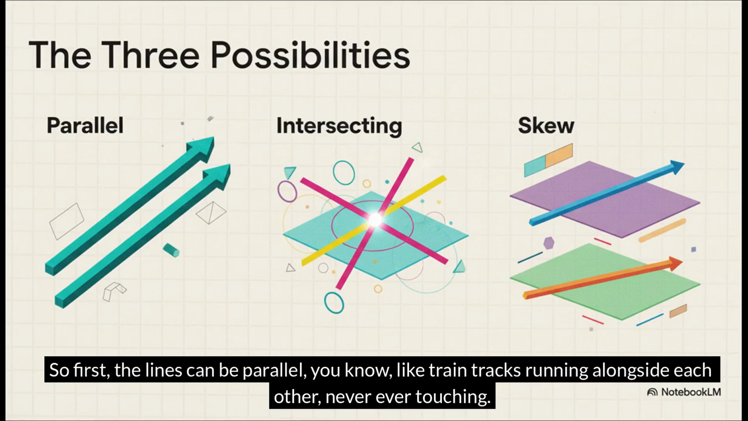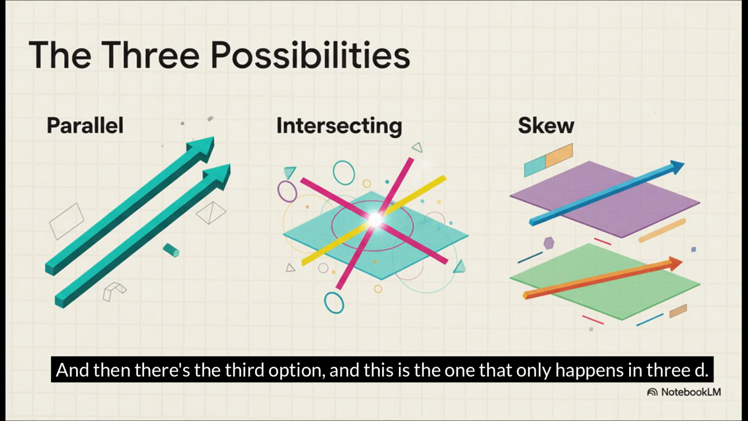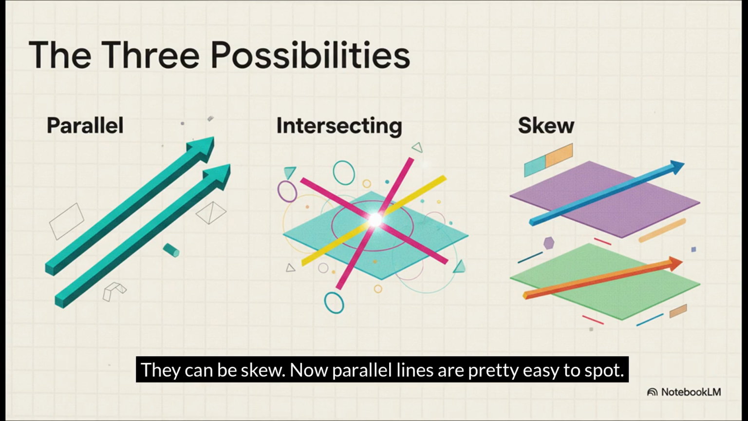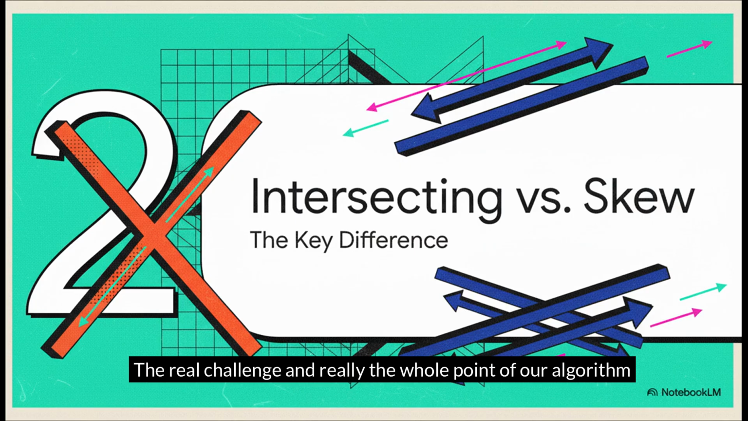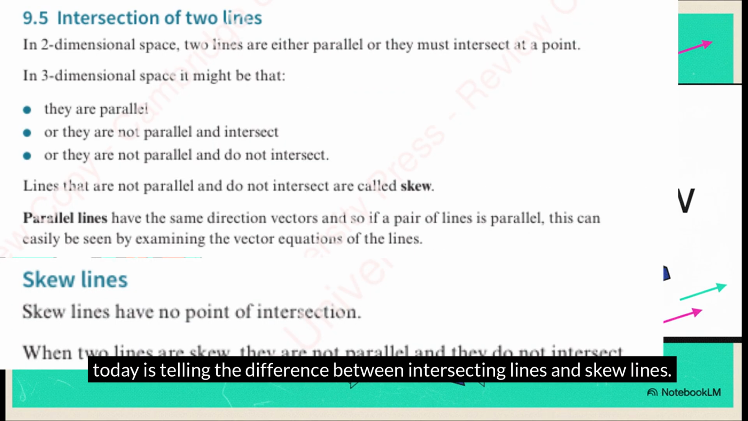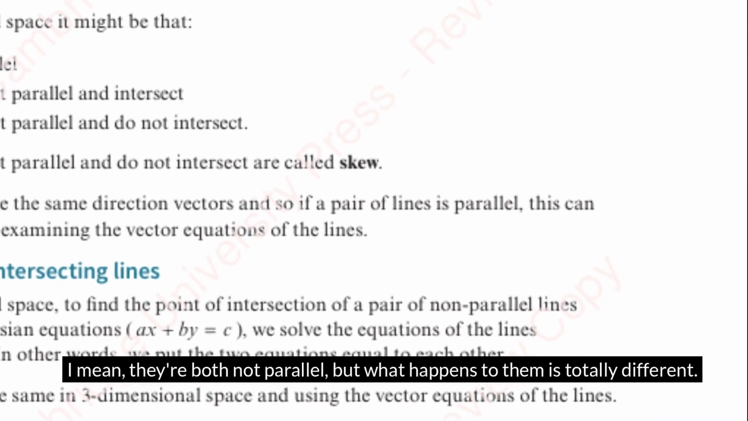Okay, so first, the lines can be parallel, like train tracks running alongside each other, never ever touching. Second, they can intersect, crossing at one single point. And then there's the third option, and this is the one that only happens in 3D. They can be skew. Now, parallel lines are pretty easy to spot. The real challenge, and really the whole point of our algorithm today, is telling the difference between intersecting lines and skew lines. They're both not parallel, but what happens to them is totally different.